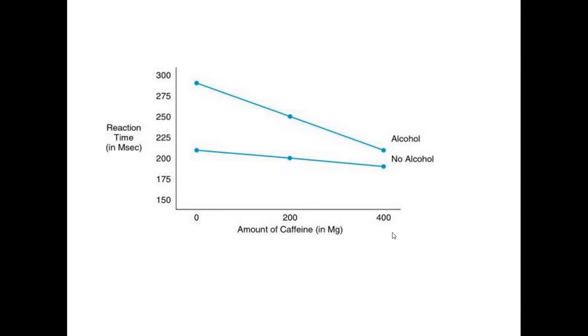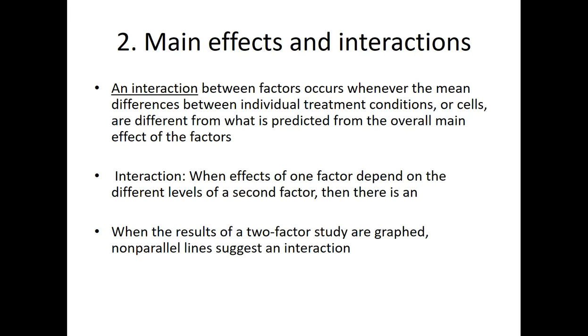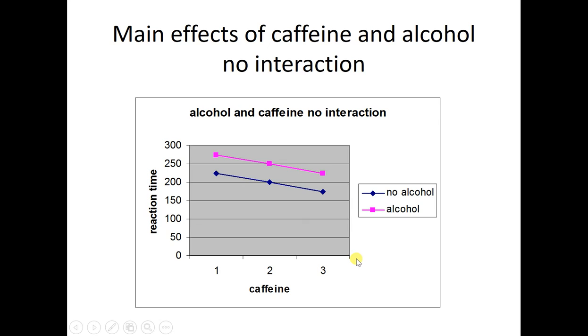Non-parallel lines are often a good visual indicator that you're dealing with an interaction. Now, there are also ways to statistically test for it as well, and we'll get into that later. That's what we'll cover in Data Project 4. But for right now, just know that the more non-parallel the lines are, the more likely it is that we're seeing an interaction. So when the results of a two-factor study are graphed, non-parallel lines suggest an interaction.